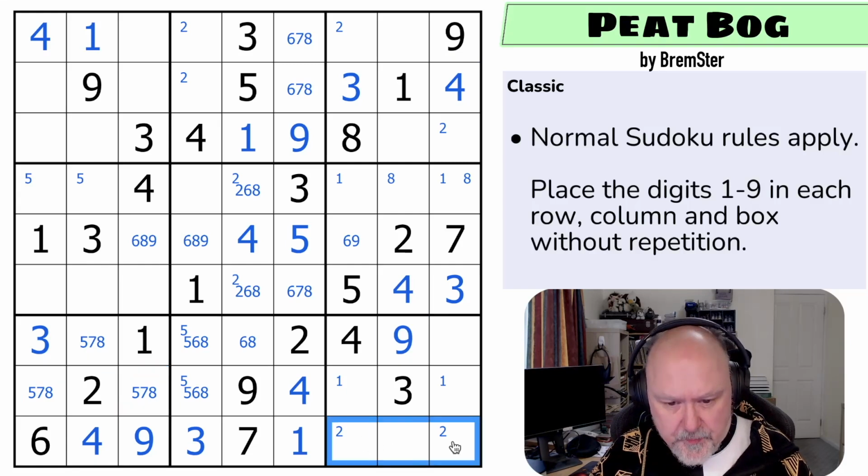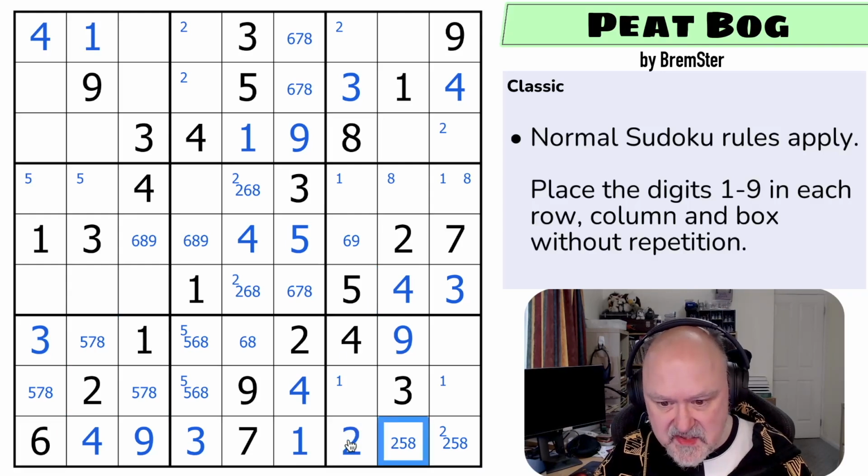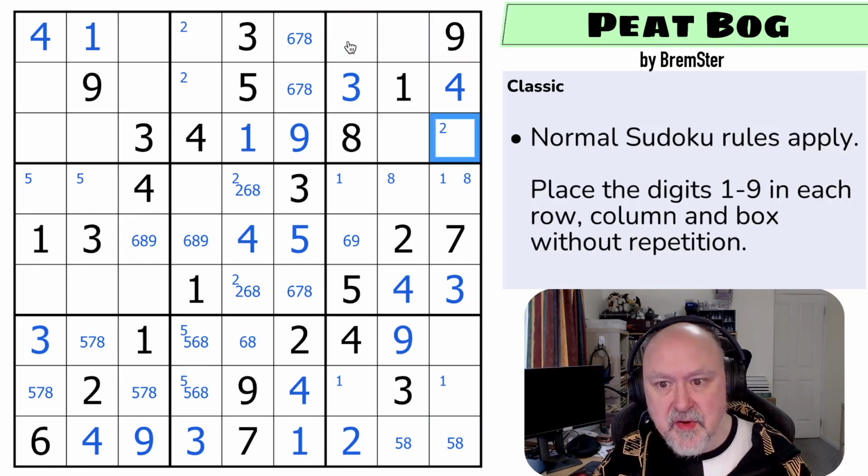But this is now a triple because these are 6 digits. So these can only be 3 different digits, 2, 5, and 8. And there's a 5, 8 here. So that's the 2. There's no 2 in either of those. That's the 2, which means this isn't the 2. This is the 2.